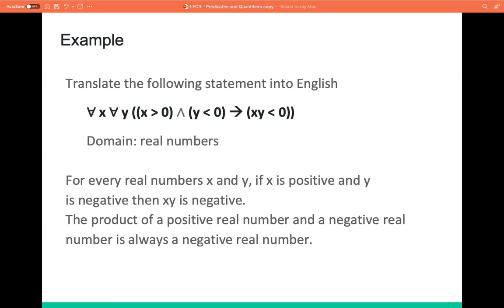Another example: for all x and for all y, x is greater than 0 and y is greater than 0 implies that x times y is less than 0, given that x and y belong to the real set. What it means is that for every real number x and y, if x is positive and y is negative, then xy is negative. The product of a positive real number and a negative real number is always a negative real number.